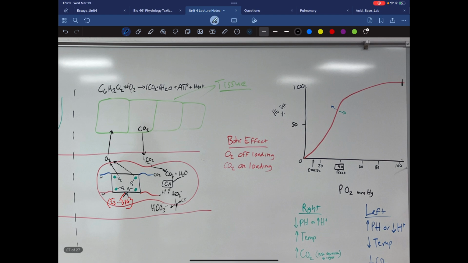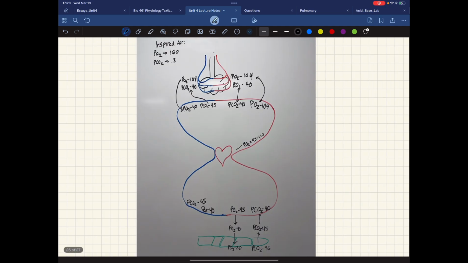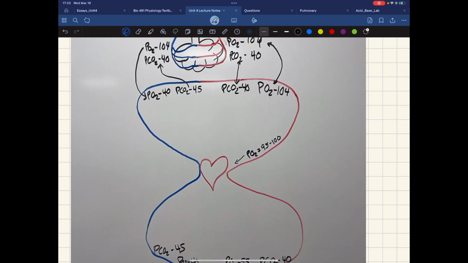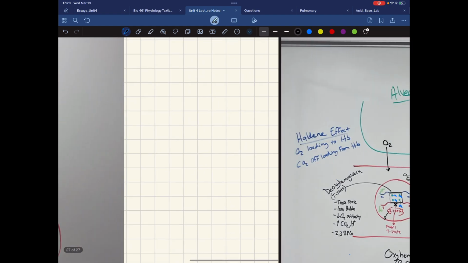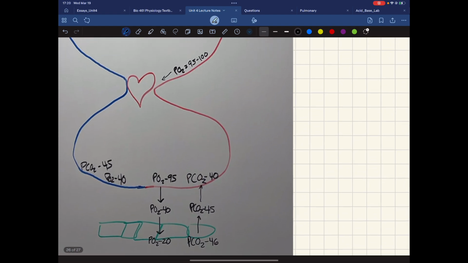What this is saying is it's a hemoglobin saturation percentage on this side. So it's like the percent of oxygen that's on the hemoglobin, how much of it's saturated with oxygen. And then down here is the pressure of oxygen. So over here, remember, we have 104 in our lungs once the exchange happens. But then down in the tissues, we have it at 40.